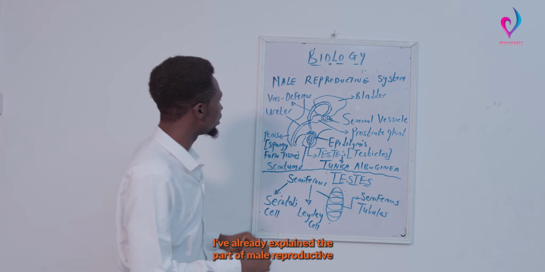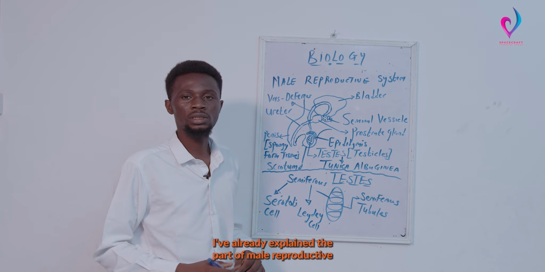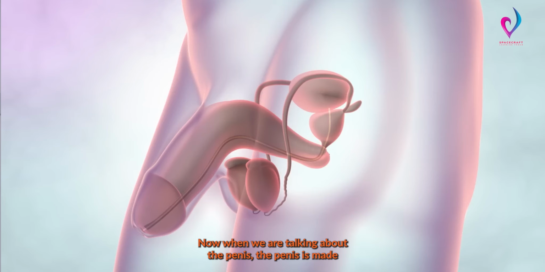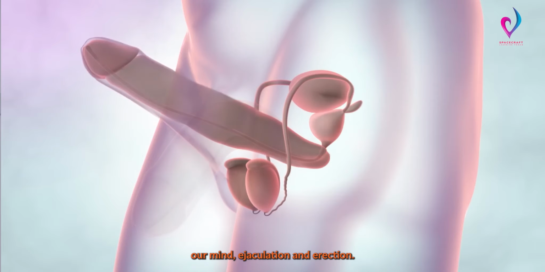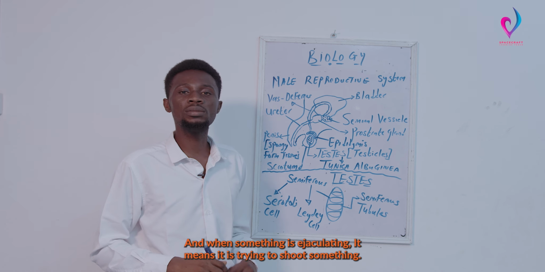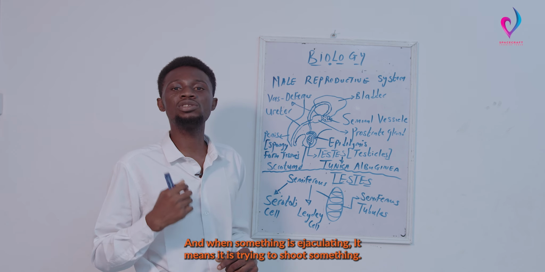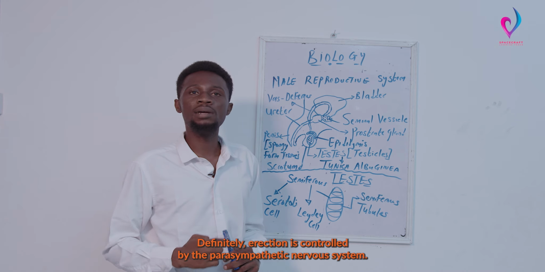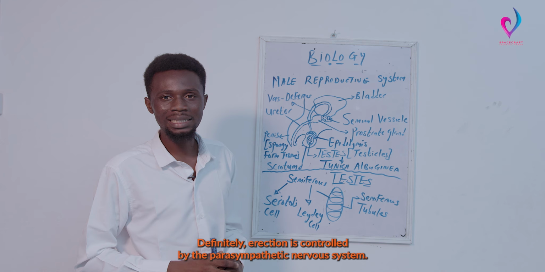I've already explained the parts of the male reproductive system, remaining the penis. Now, the penis is made up of spongy tissue. So anytime we are talking about the penis, two things have to come to our mind: ejaculation and erection. When something is erecting, it means it is pointing to something, and when something is ejaculating, it means it is trying to shoot something. Erection is controlled by the parasympathetic nervous system.